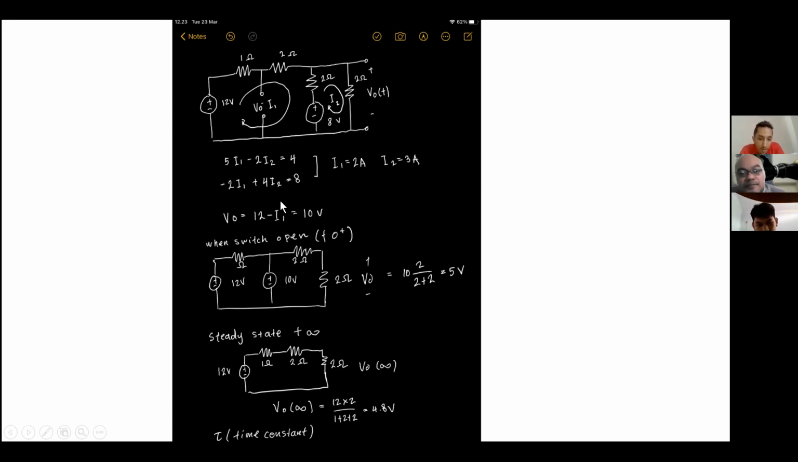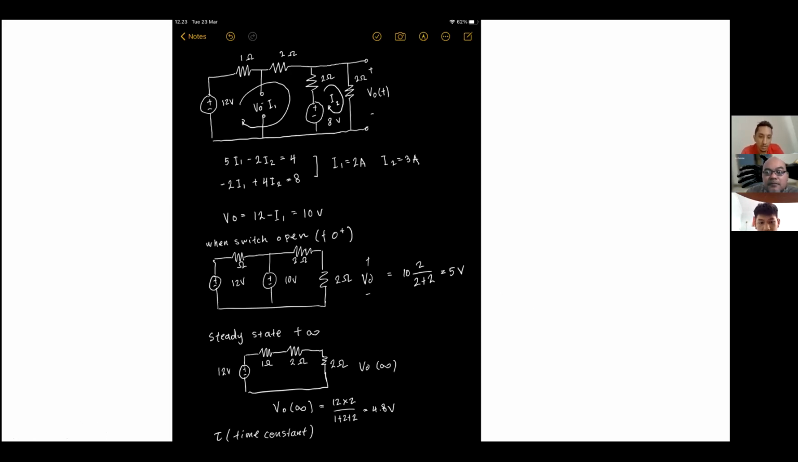Then after that we apply KVL to get the initial voltage, which is equal to 10 volts. So this V0 is actually the one in the capacitor place. So we find the V0 here, and the result is 10 volts.